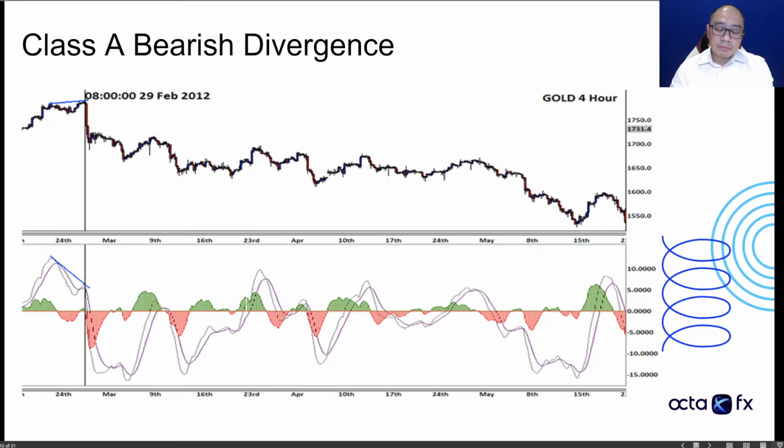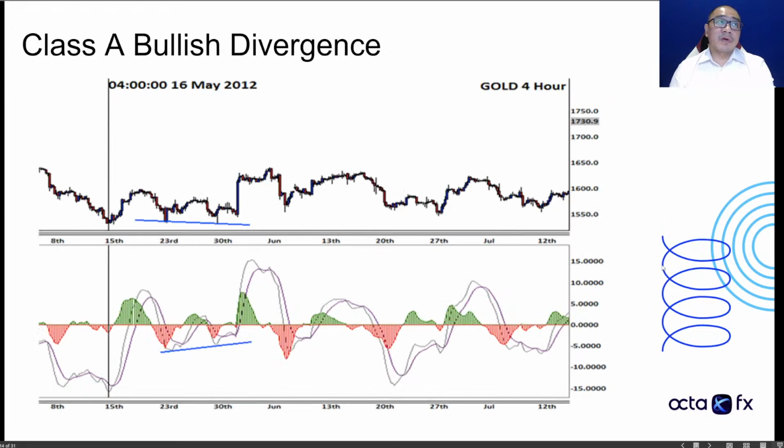Again, if you are identifying divergence, make sure that it matches the time frame that you use to analyze the market. It might help if you're looking at the daily and the hourly time frame. But if you identify a divergence on the daily chart, but you are trading on the 5 minutes or the 15 minutes time frame, it's practically going to be useless. Okay. So this is a very good example of a Class A bearish divergence.